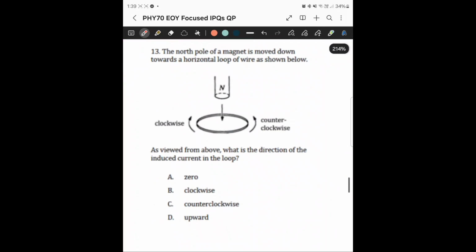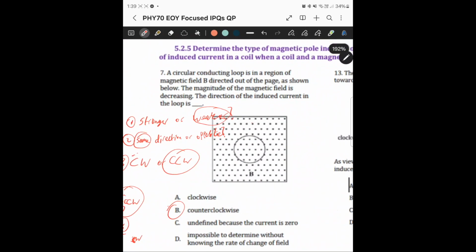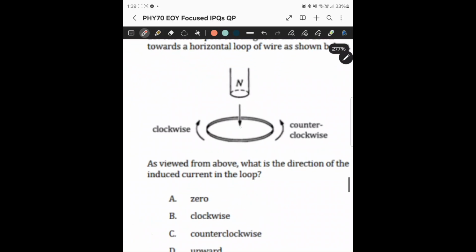Looking at this one here, the north pole of a magnet moves towards a loop. We need to figure out the direction of the current. So this is the north coming in, it's entering. It's entering, so it's actually getting stronger. Stronger means opposite direction. So this is entering, stronger. Opposite of this is going to repel it. So I will put a north here, so it's pointing upwards instead. So now I have repelling.